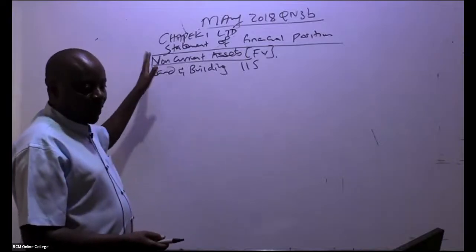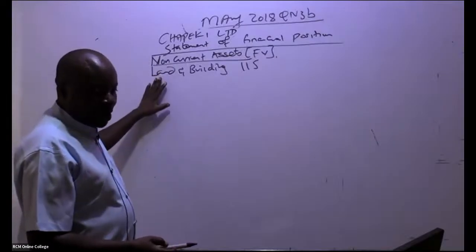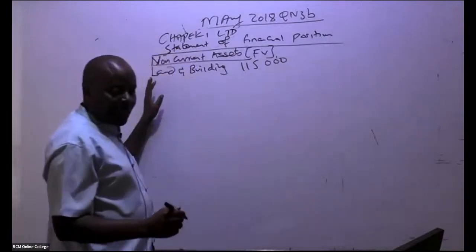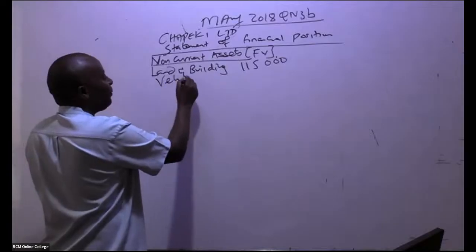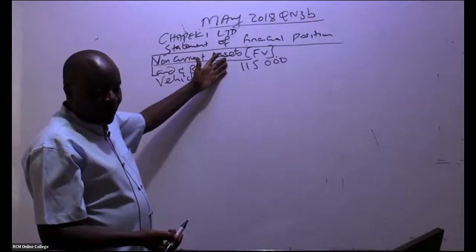So we have the statement of financial position, Chapeki Limited. Non-current assets, fair value. Land and buildings, we have 115,000, I'm told. Thank you very much. The other asset that we have there is vehicles. Fair value, these are free marks. So vehicles, how much do we have here? 25,500, right?